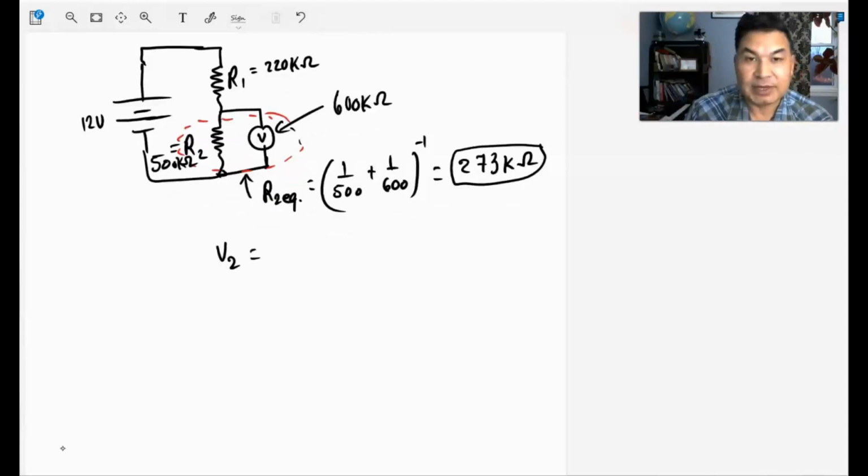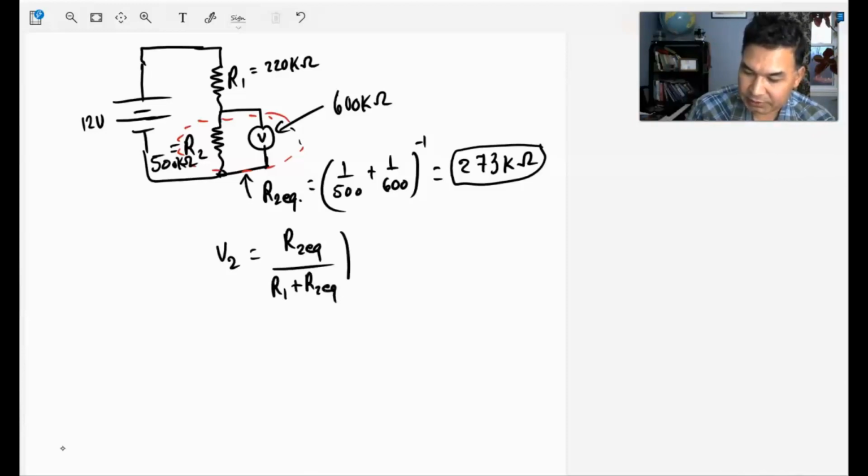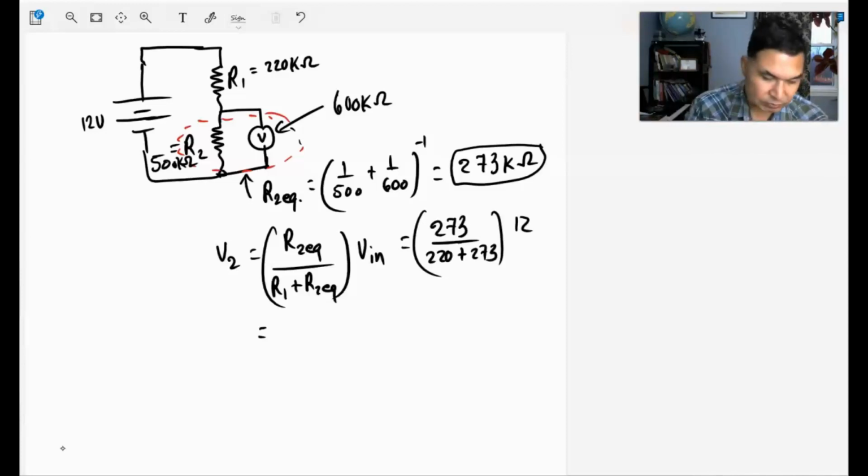And now what would be the new voltmeter reading if you use this voltmeter having only 600 kilo ohm impedance? So use the same thing, same voltage divider rule. R2 equivalent divided by R1 plus R2 equivalent, times V in, right? And let's put all the numbers. So R2 equivalent 273 divided by 220 plus 273 times 12 volts. That's going to give me only 6.64 volts, right?